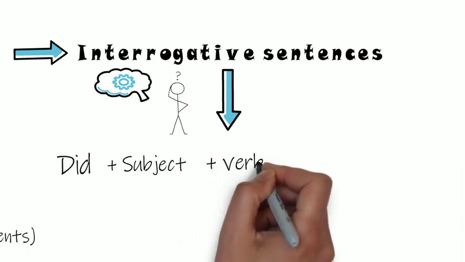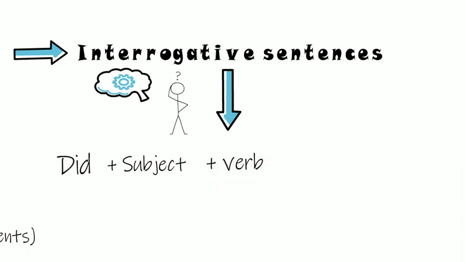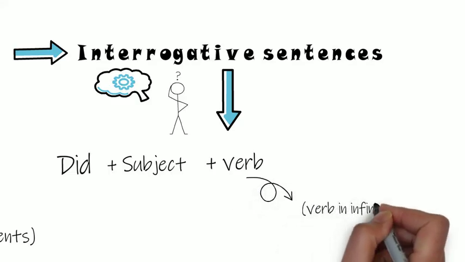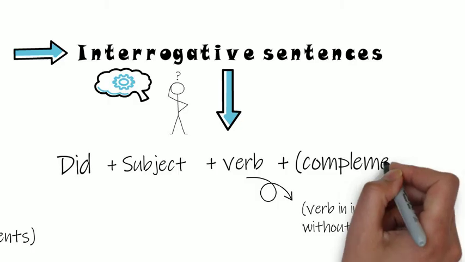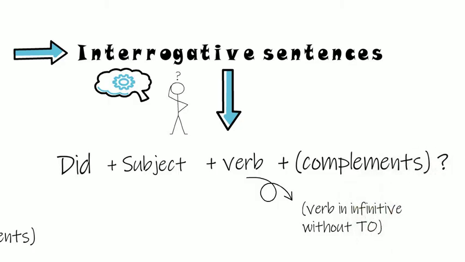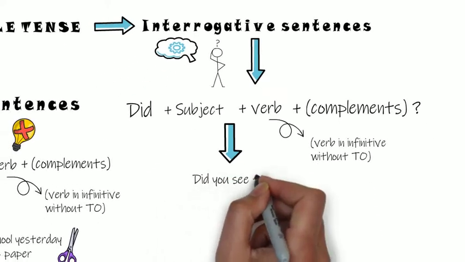plus the verb, but always the verb should be in infinitive without to, the same as in the negative form. Igual que la forma negativa, tiene que ser en infinitivo without to, and then the different complements.